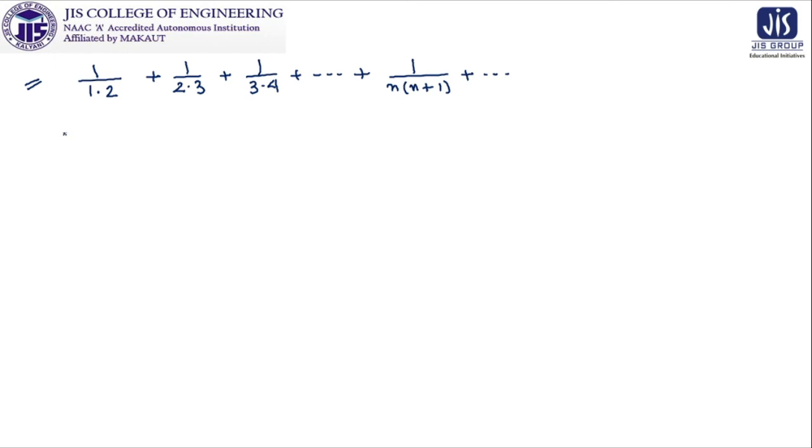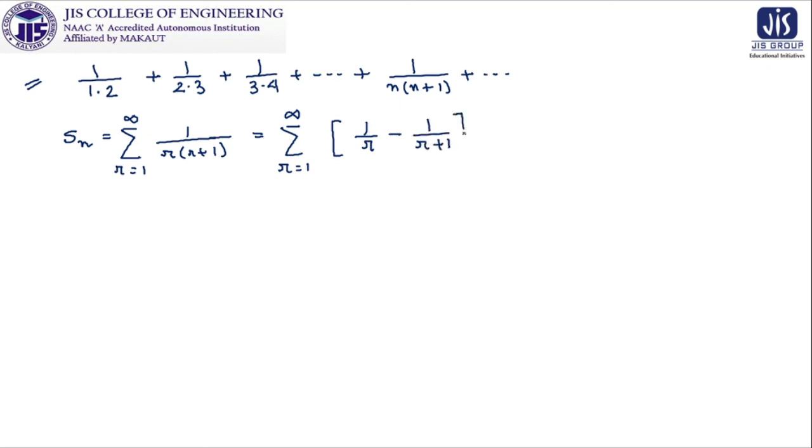So what we can do, we can take the partial sum Sn, which is summation of r from 1 to n of 1 by r into r plus 1. You can check that if you put the values over here, you will get 1 by 1 into 2 and all these terms. Now breaking it, what we get is 1 by r minus 1 by r plus 1. We will get this one.